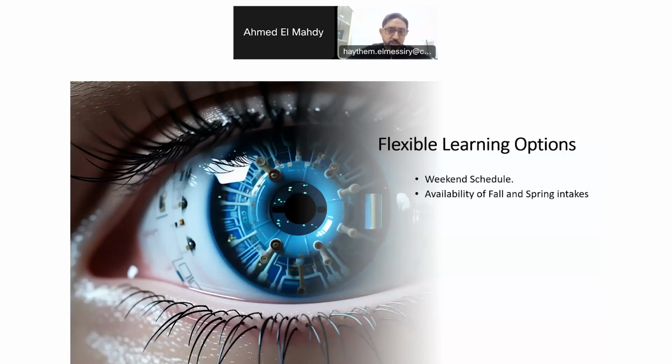If we go to the third pillar, which is very important, it's what we call the flexibility of learning. Within the program, we drive the model of the weekend schedule. So you can take your classes within almost 12 contact hours per week. This is for a full-time student, and you can register during the fall and spring, meaning that if you are a newcomer, we accept intakes in both fall and spring, and within each intake, you have its own study plan to follow with the semester-based structure.